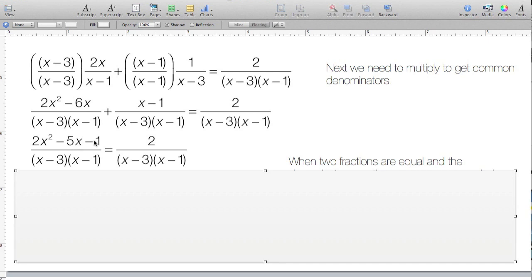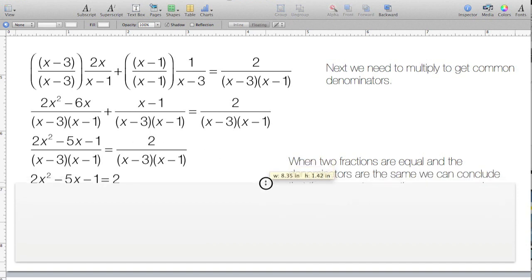Now here's what I was talking about earlier. When you have two fractions equal to one another, and their denominators are the same, then their numerators must also be the same. It's the same thing like if you had 2x over 4 and 1 over 2, then when you simplify, you know that both fractions have to be equal to 1/2.